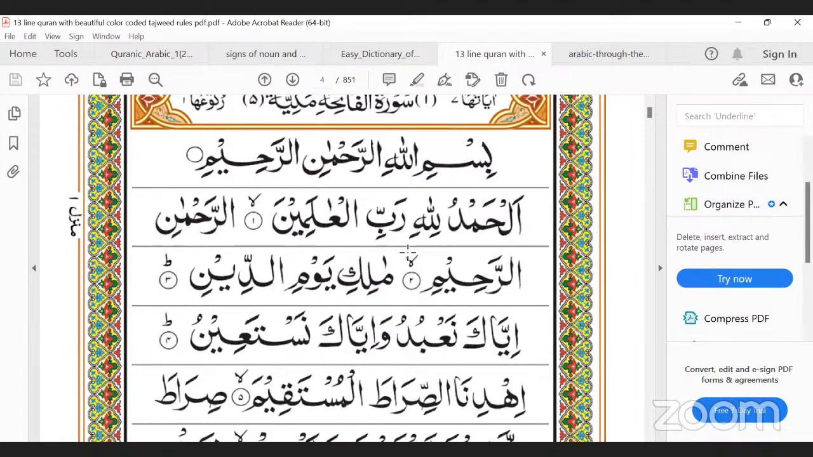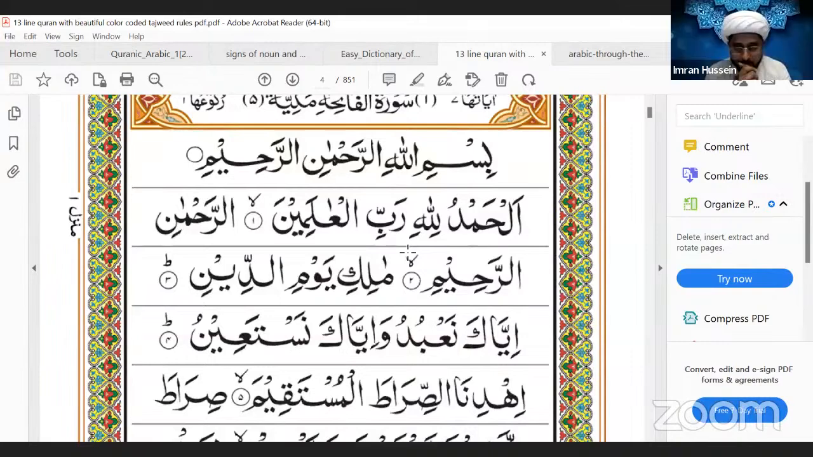The noun is the name of Allah. And the verb is hamd. And the noun is Rab. Yep. Alameen as well. Okay. Is the noun.